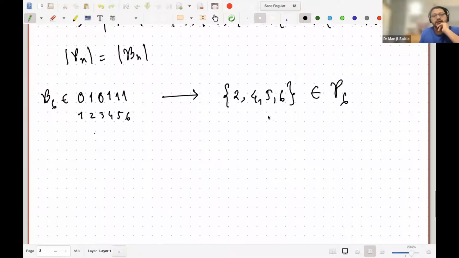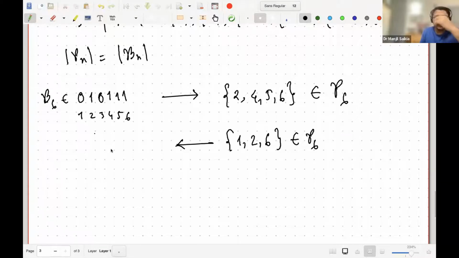And in a similar way, I can do this assignment in the reverse direction as well. So suppose you have an element from P_6. Let's take a different element just for fun: {1, 2, 6}, suppose. This is my element from P_6. And now I want to form a binary word out of this set from P_6. So how do I do this? Again, the construction is similar. If i appears in this set, then in the ith position I put a 1. And if i does not appear in the set, then I put a 0.